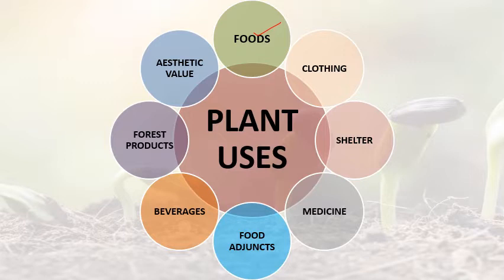In addition to this, plants also provide green vegetables and fruits, which are necessary for the mineral requirement and vitamin requirement of humans. Next, clothing. Primitive man used to wear animal skins, but with the course of time, he recognized the importance of plant fibers like cotton and jute. They are also used for making cloths.